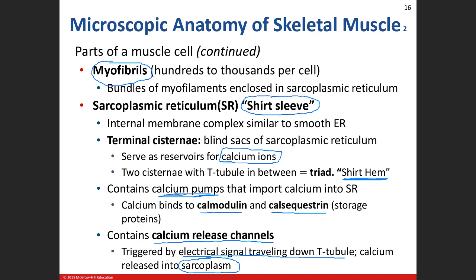Because when that occurs, you need two things for a muscle contraction. You need calcium and you need ATP. If you do not have either one of those, you can't have a muscle contraction. Okay? You need calcium and ATP.